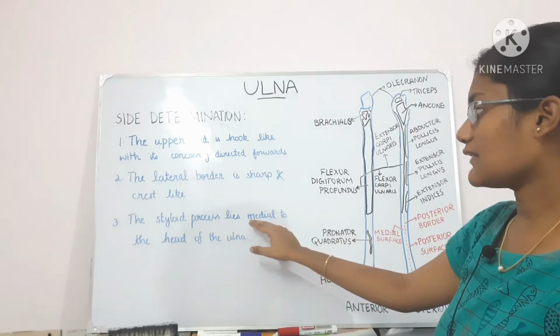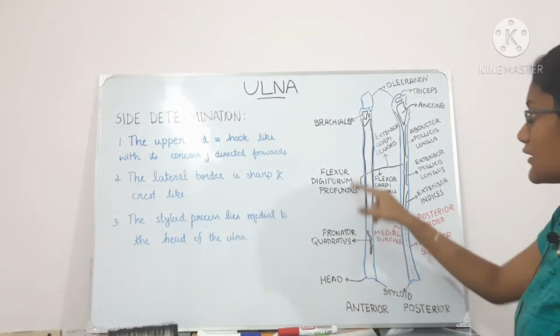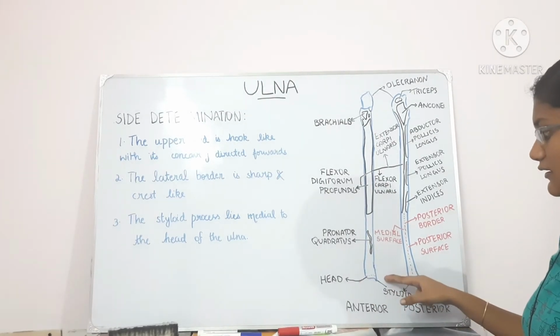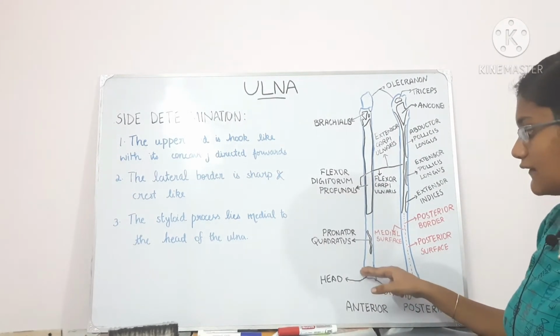The styloid process lies medial to the head of the ulna. So since this is the lateral border, this is the styloid process which is lying medial to the head of the ulna.